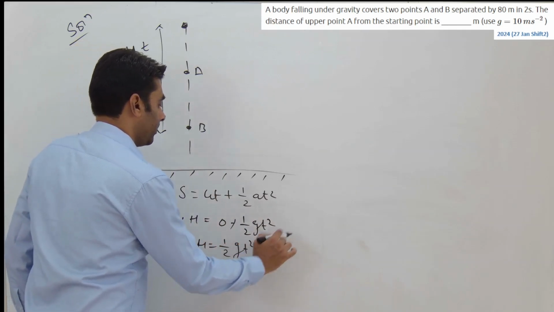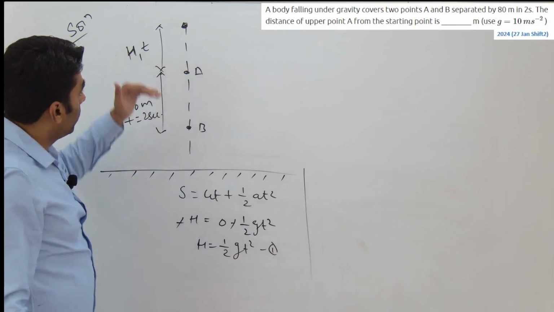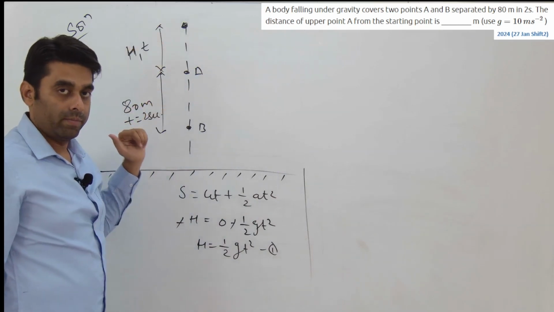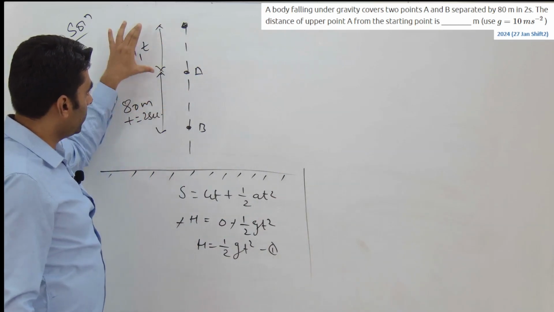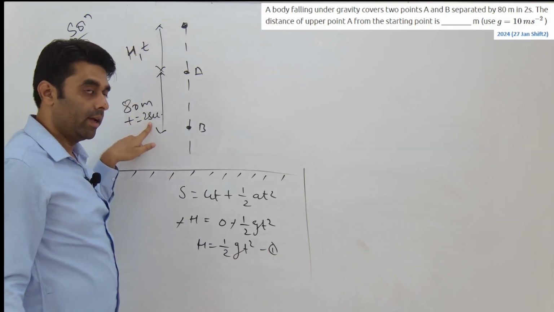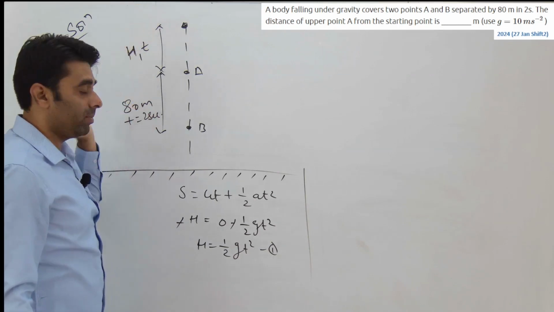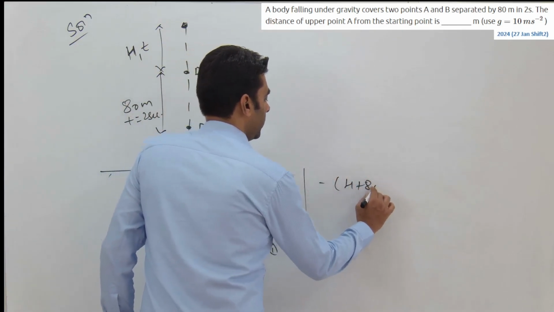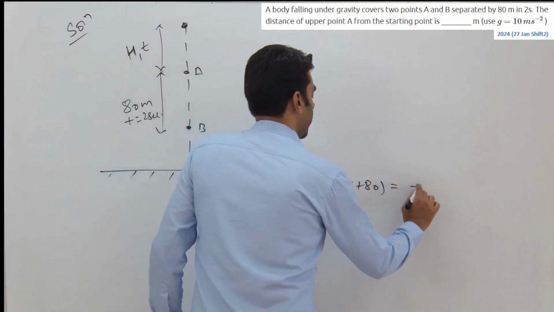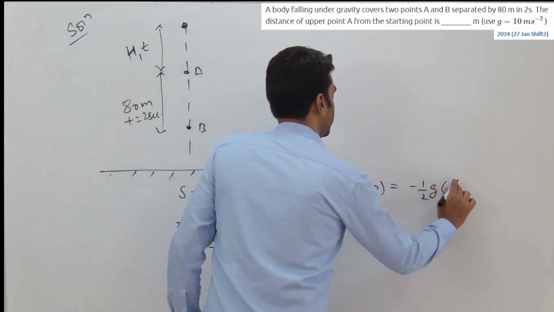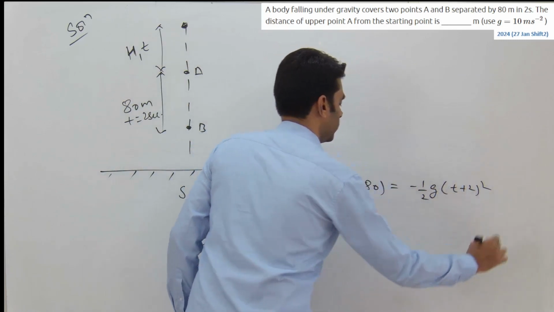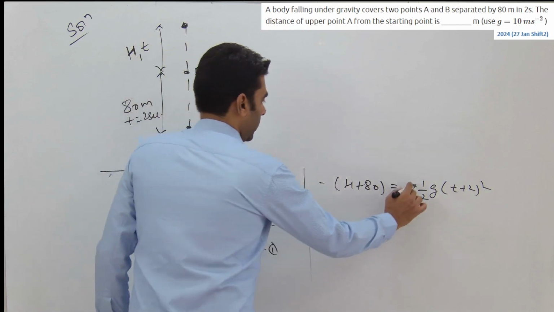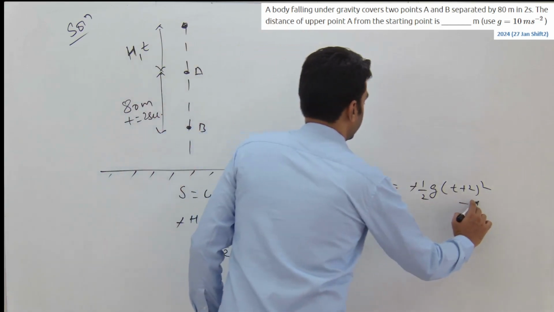Equation number 1. Then from the top point till point B, how much is the time taken? Time taken will be t plus 2 seconds. And how much is the displacement? Displacement is h plus 80. So I can write h plus 80 is equal to minus 1 by 2 g into t plus 2 whole square. I hope this is okay. This is our equation number 2.